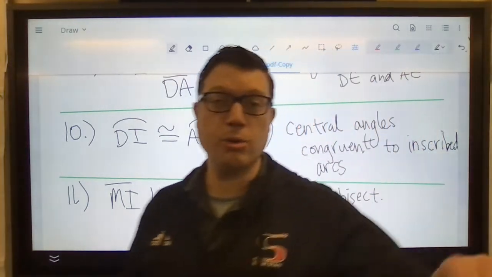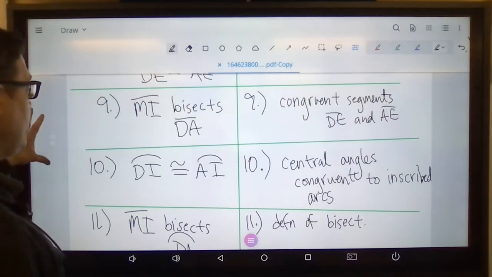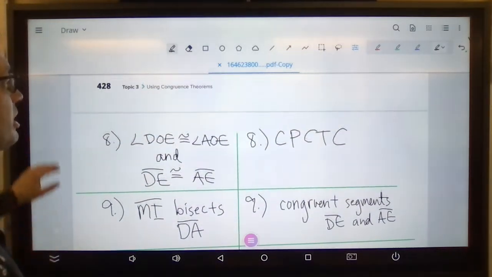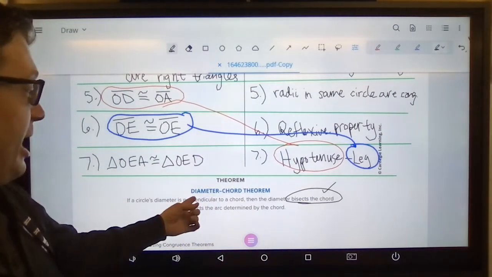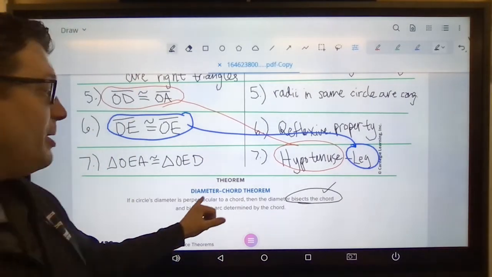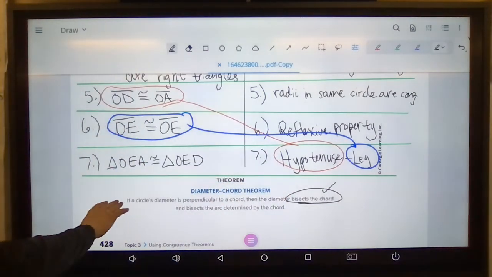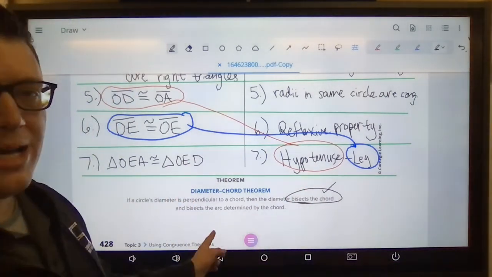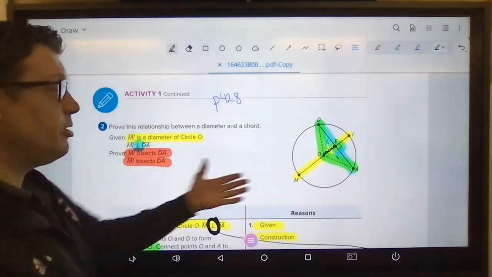Hey, kudos to you. Doing proofs like this is tough. It's not easy. And yet here you are watching this video all the way to this point, trying to make sure that you have a complete answer for what is the proof of the diameter chord theorem. If the circle's diameter is perpendicular to a chord, then that diameter bisects the chord and also bisects the arc determined by that chord. This is the proof for the picture right here.